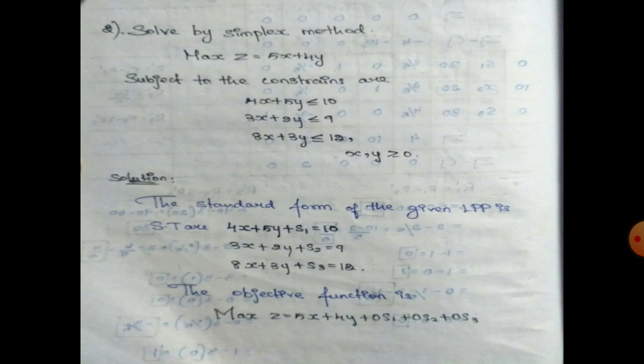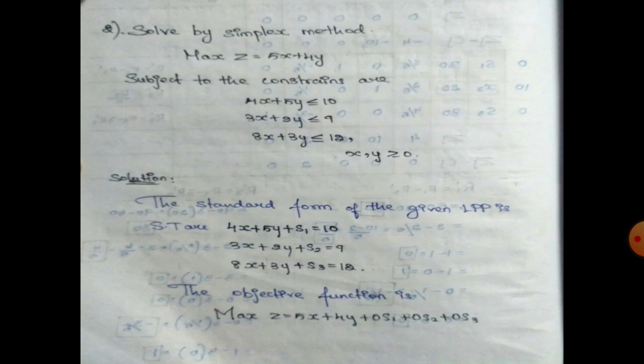So for the next problem, solve by the simplex method. Maximization of z is equal to 5x plus 4y, subject to the constraints 4x plus 5y is less than or equal to 10, 3x plus 2y is less than or equal to 9, 8x plus 13y is less than or equal to 12. So x comma y will be greater than or equal to 0.